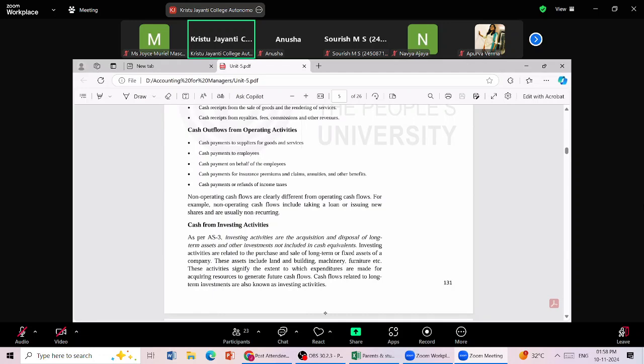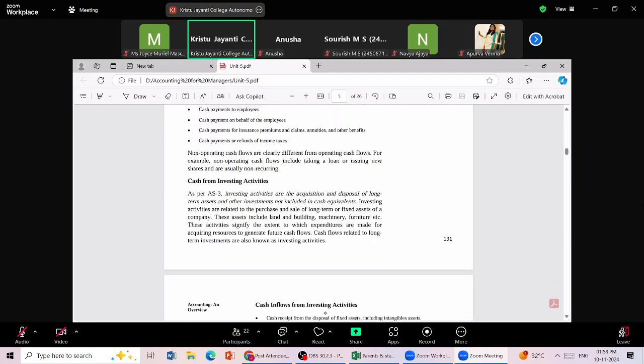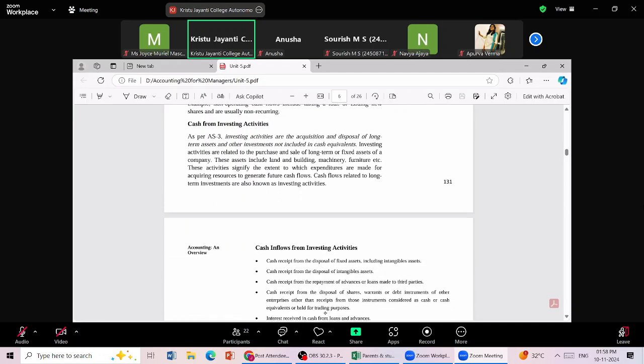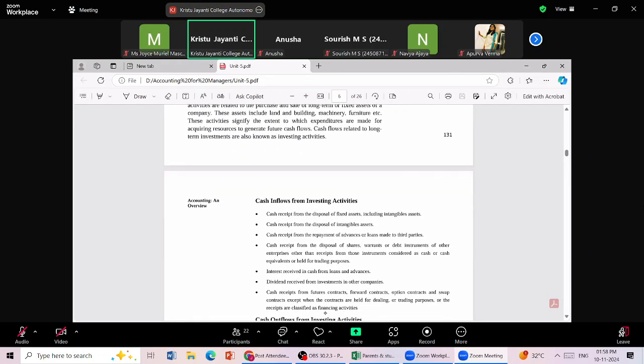So cash from investing activity: you can see here the purchase of any long-term assets, sale of any long-term assets, fixed assets, all of this will come under investing activity. Cash inflow of investing activity is disposal of fixed assets, including intangible assets. When you dispose of an asset, there is an inflow of cash. The asset is going out and cash is coming in. Then cash receipt from disposal of intangible assets.